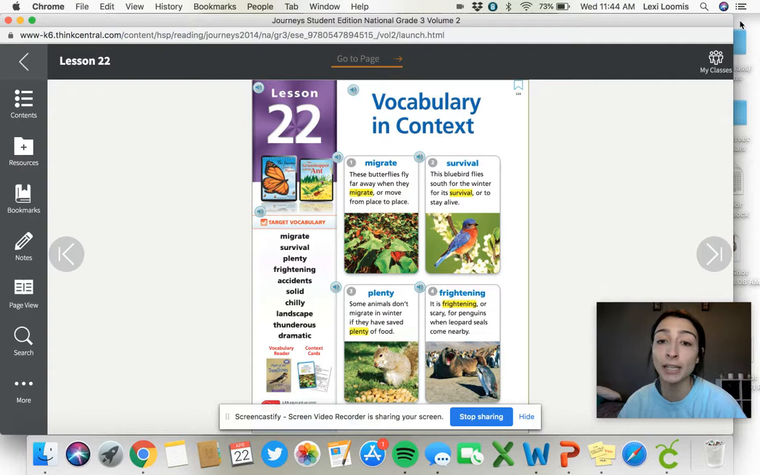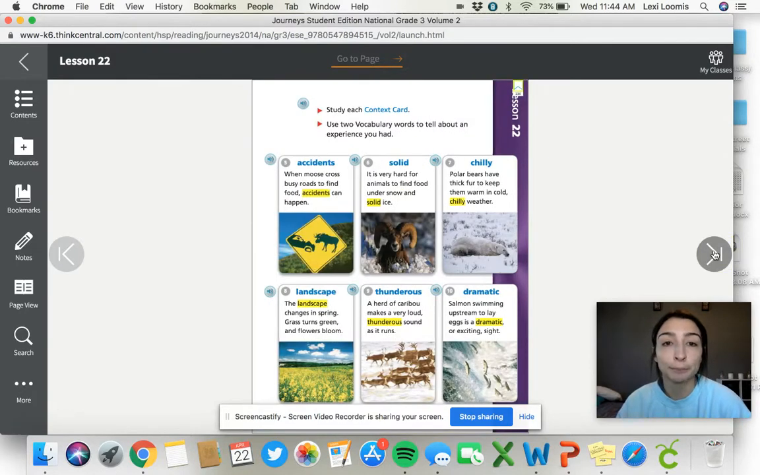Our next word is frightening. It is frightening or scary for penguins when leopard seals come nearby. So, frightening means you're scared of something. It can be scary if there's a thunderstorm outside, so it might be frightening to you. Our next word is accidents. So when moose cross busy roads to find food, accidents can happen. So that's something that isn't planned, but it can be dangerous. So if, like, you bump your car into another one, it's a car accident. It wasn't done on purpose, but there is damage done.